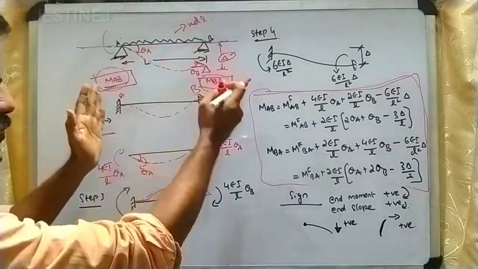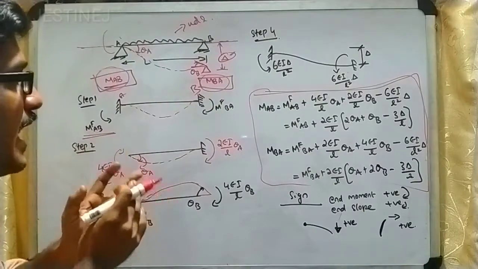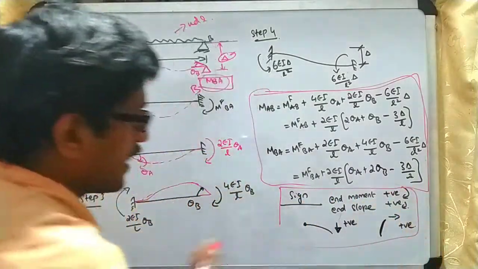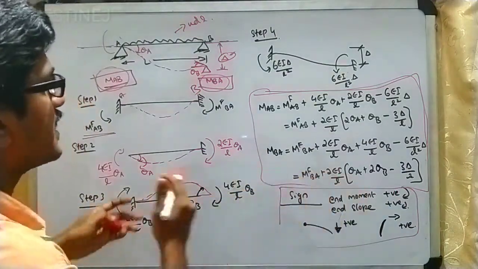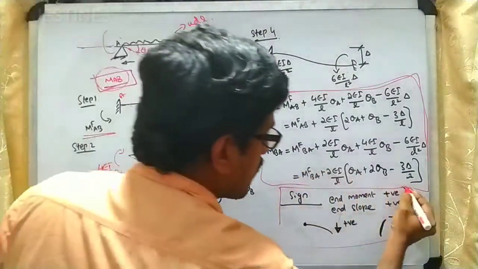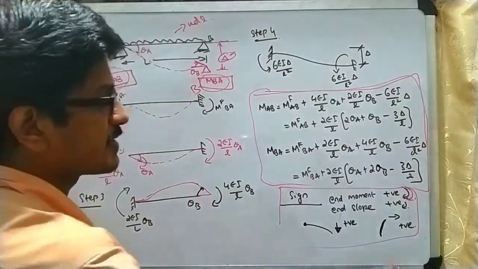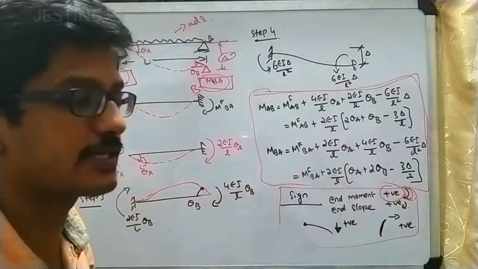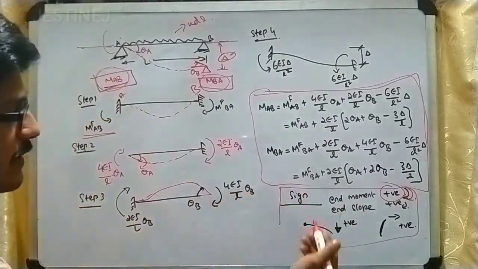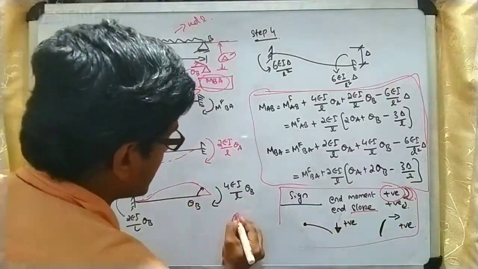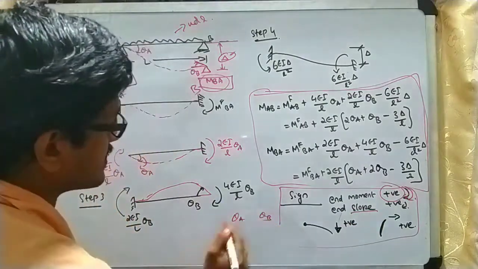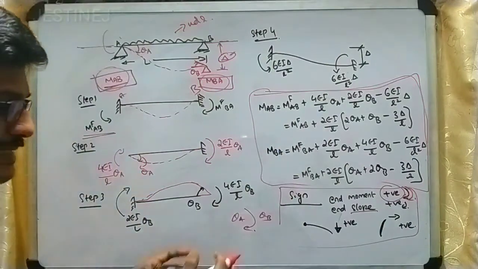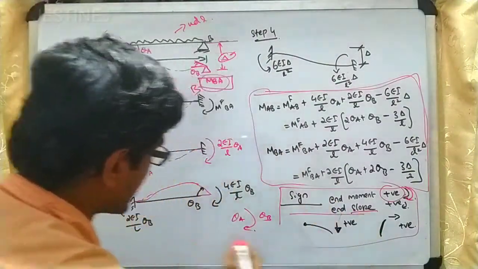Before going to that, we need to identify the sign conventions which we are following. If the end moment's direction is clockwise, then we will consider it as positive. And if the slope direction, that is theta A and theta B, is in a clockwise direction, then it is also positive. Then there is a condition called settlement.